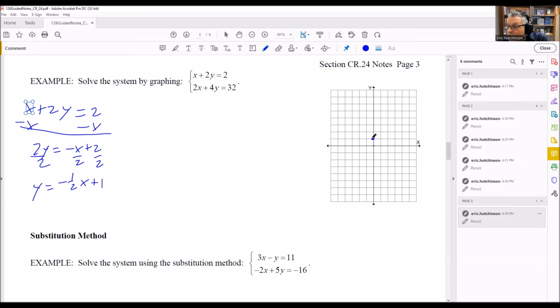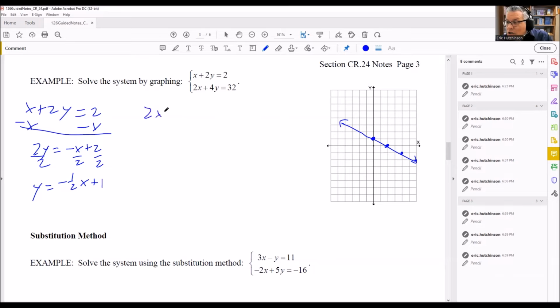Here's plus 1. And because it's negative 1/2, we're going to go down 1 and 1 to the right. So down 1, 1 to the right. We go down 1 to the right again. And we have our line that will look like this. Let me make that look a little bit straighter. All right, so that's the first line that we have.